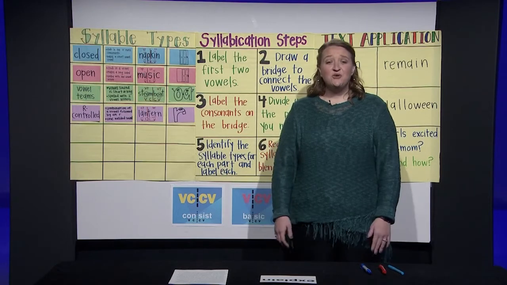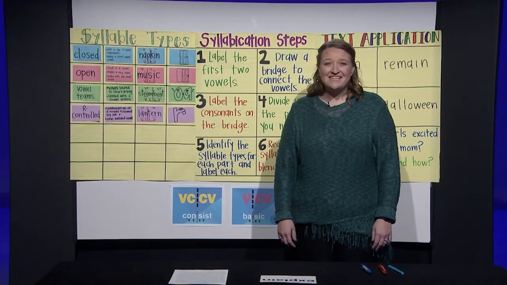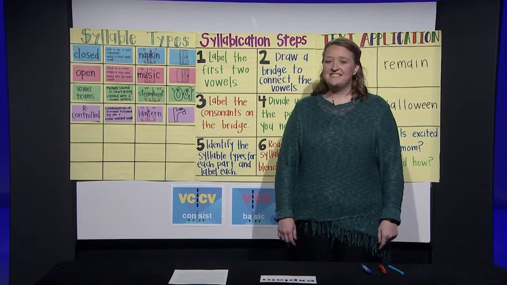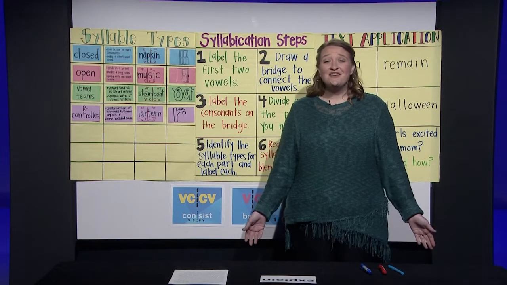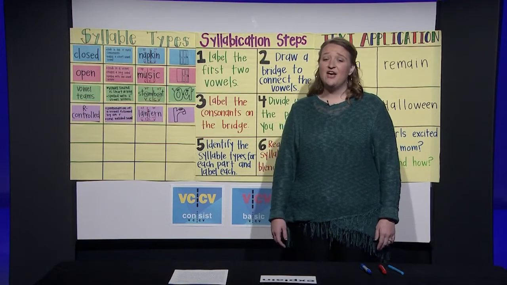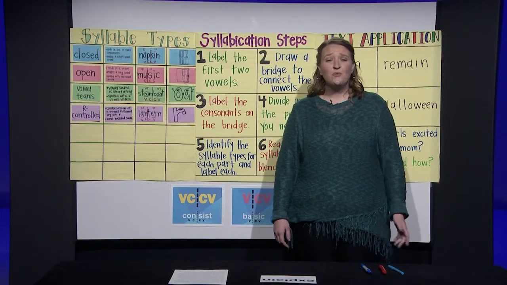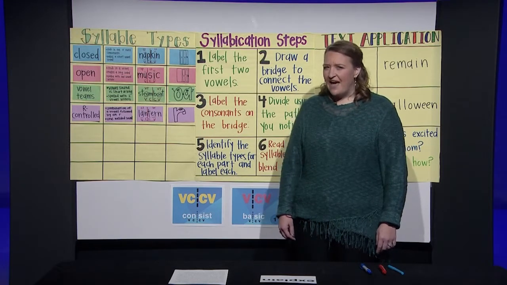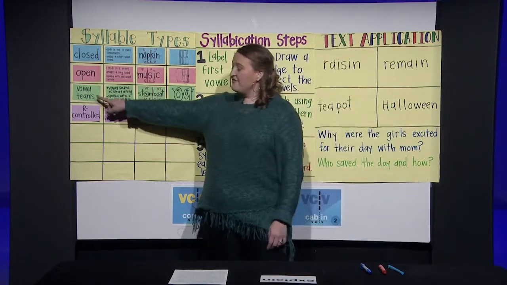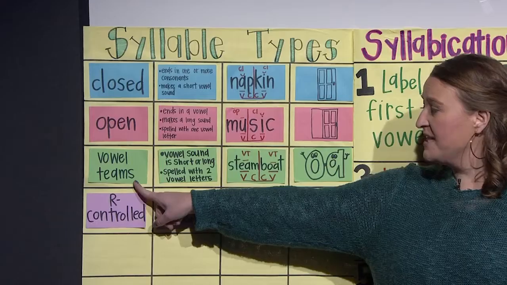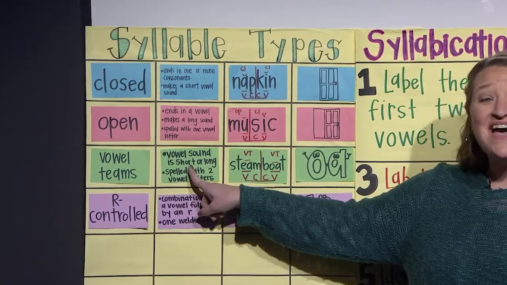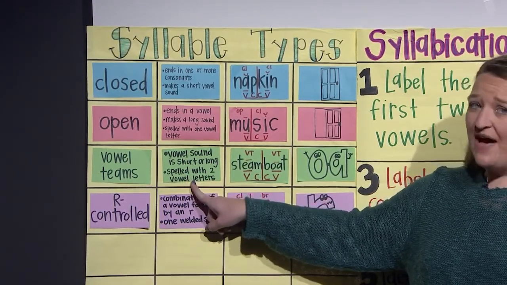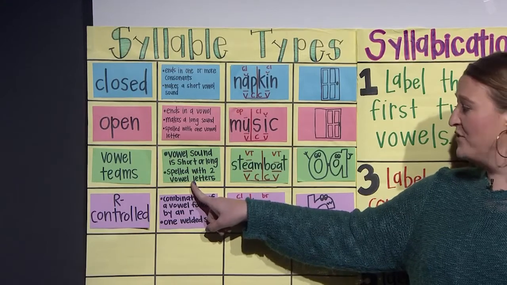We're going to continue our learning of vowel team syllables today in this lesson. As we come across multisyllabic words in text, we can use our new knowledge of the syllable types to help us decode and blend unknown words when reading. But before we get started, let's review what vowel teams are. We've learned that vowel team syllables have a vowel sound that is either short or long. We've also learned that those vowel teams are spelled with two vowel letters.